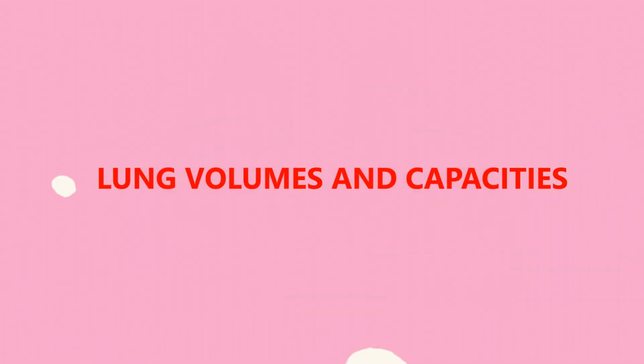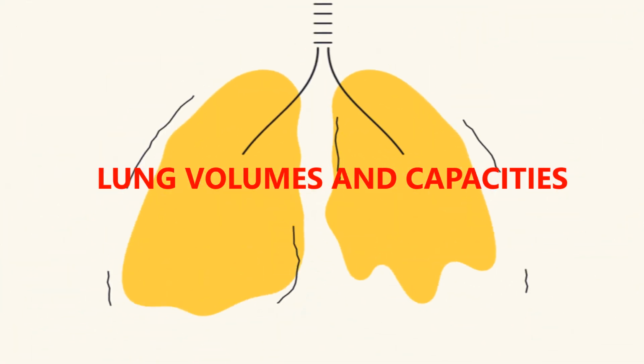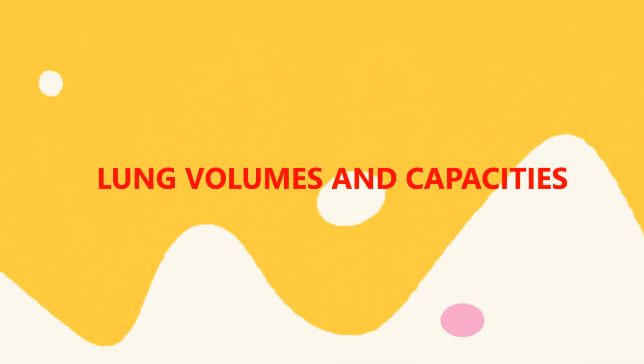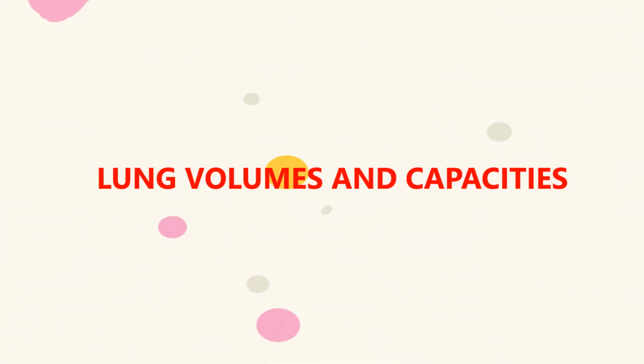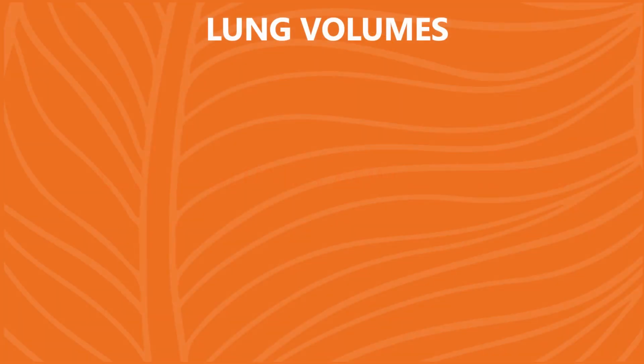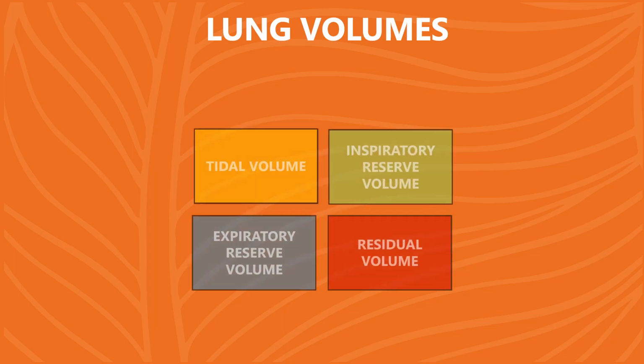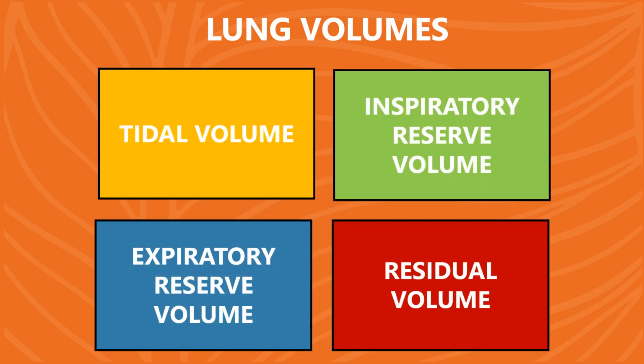Let's discuss lung volumes and capacities. They're basically the volume of air present within the lungs at different phases of the respiratory cycle. Starting with the lung volumes, there are four types of lung volumes. They are the tidal volume, the inspiratory reserve volume, expiratory reserve volume, and the residual volume.